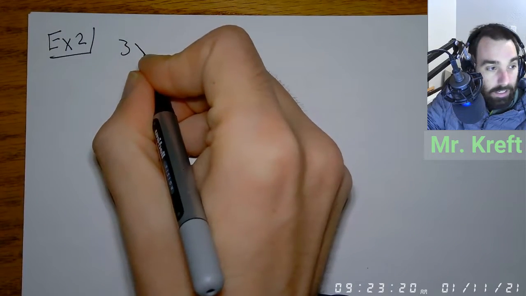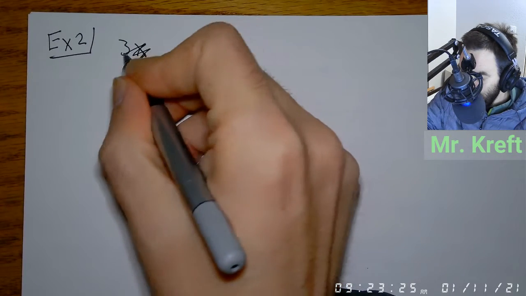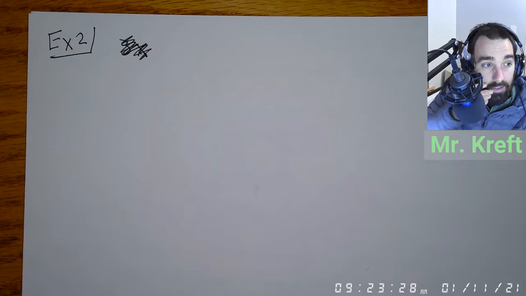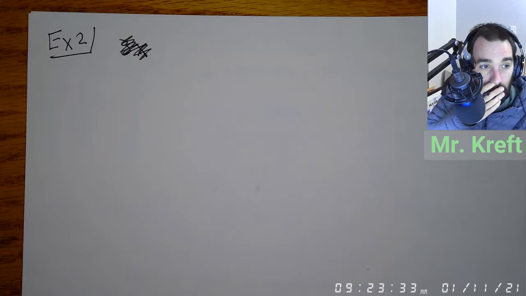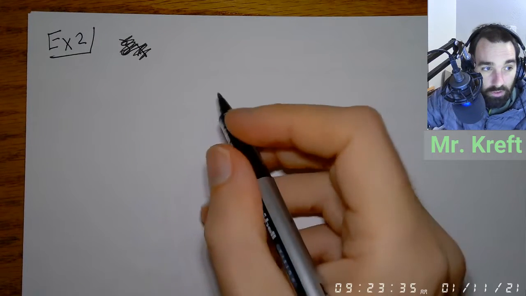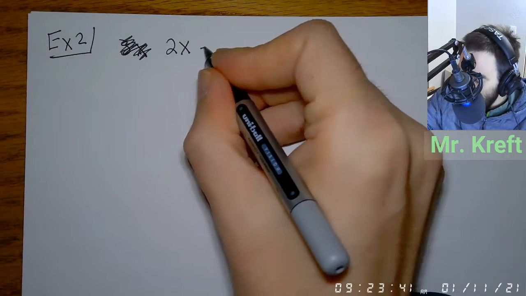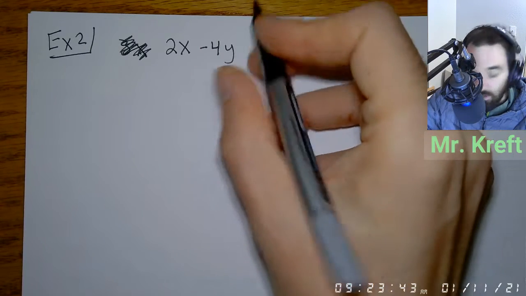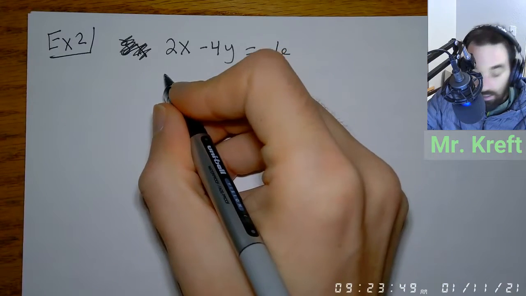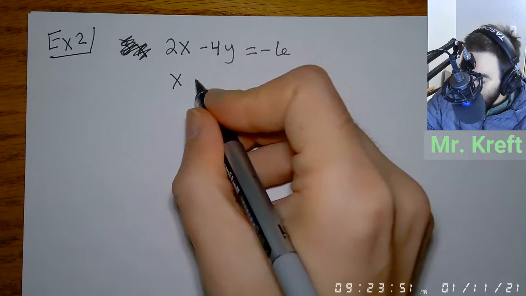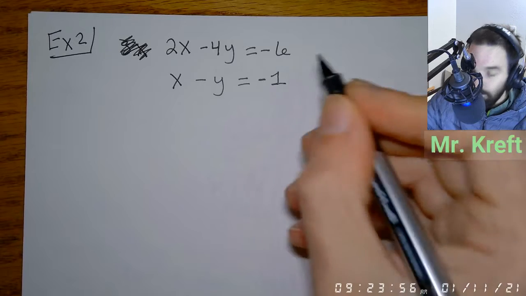Let's try this one. So we're gonna have 3x. Oop, I'm sorry, I almost just wrote down the exact same problem. So let's do one where there's a couple of different ways of getting there. So let's try 2x minus 4y equals -6. And we're gonna have x minus y equals -1.